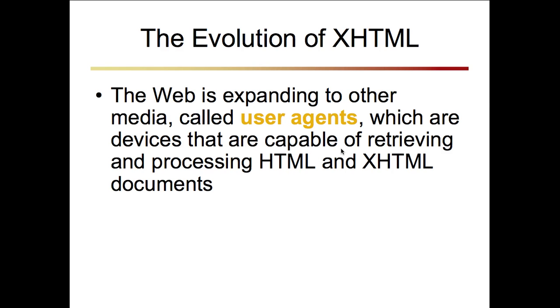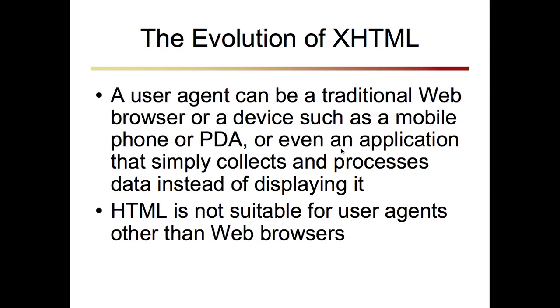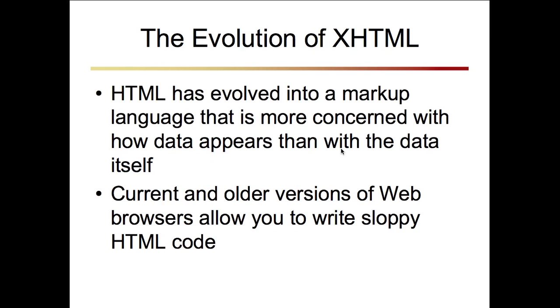So what do we got? Agents that are capable of retrieving HTML and XHTML documents, and I'll tell you about the difference in a few minutes here. The agent can be a traditional web browser, or a device such as a mobile phone or a PDA, or an application that simply collects, processes and displays it. HTML is not suitable for user agents other than web browsers. So HTML is just used for web browsers.